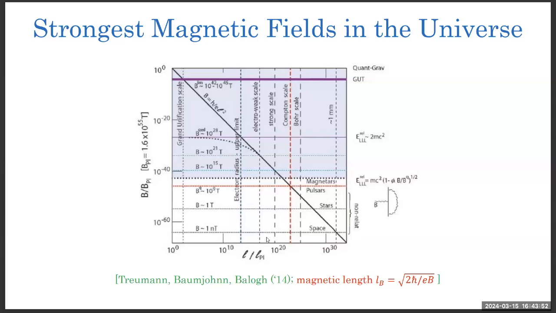Sorry, how do you define the critical magnetic field? Oh, actually, critical field means that the lowest Landau energy level equals the rest mass of the charged particle. That is the critical field for the charged particle itself. The lowest mass charged particle is the electron in our standard model, and that gives 4.14 times 10 to the 13 Gauss.